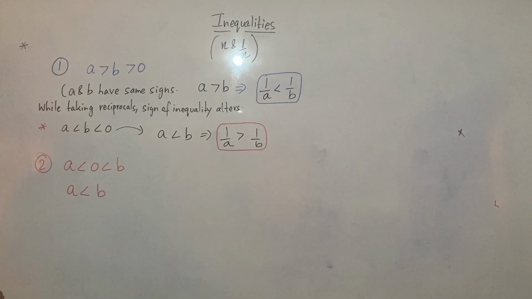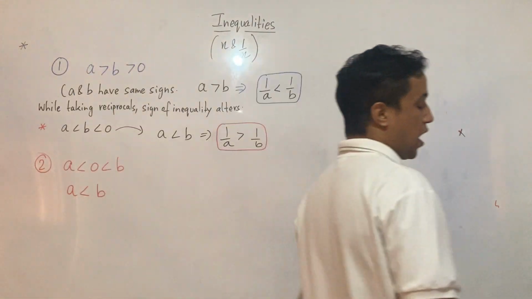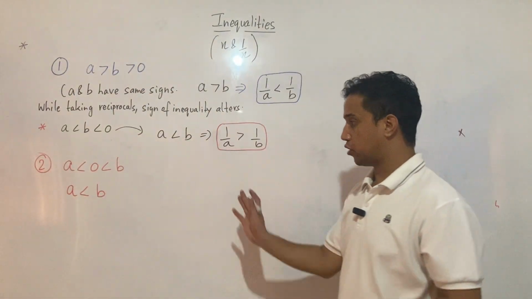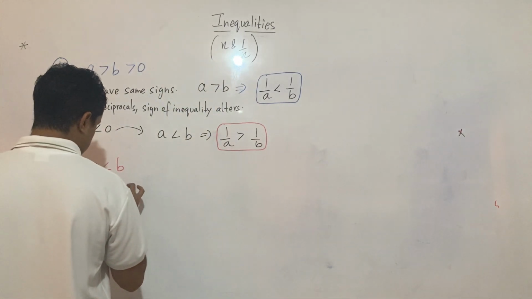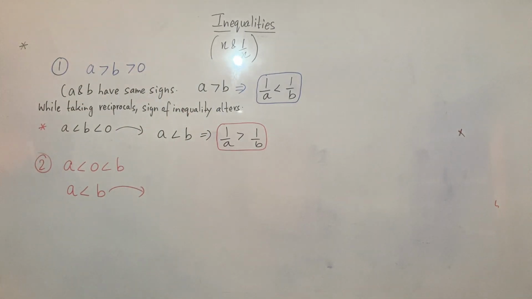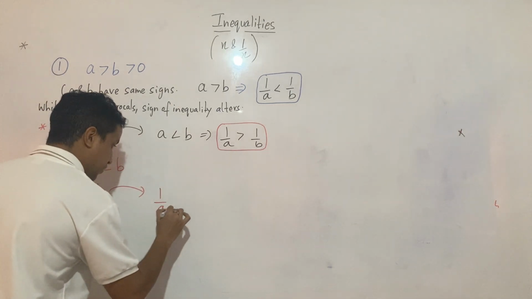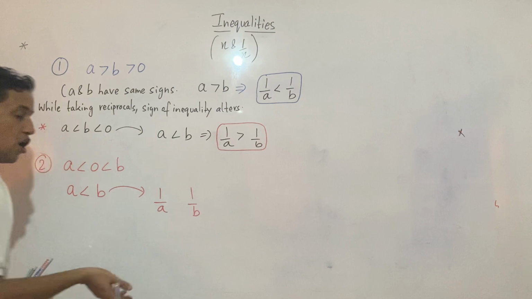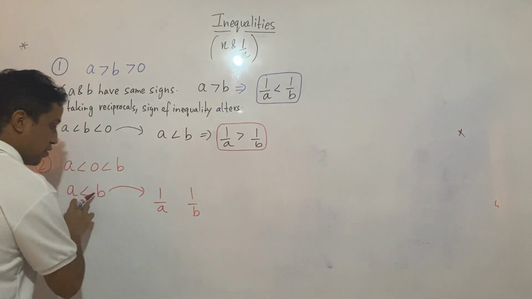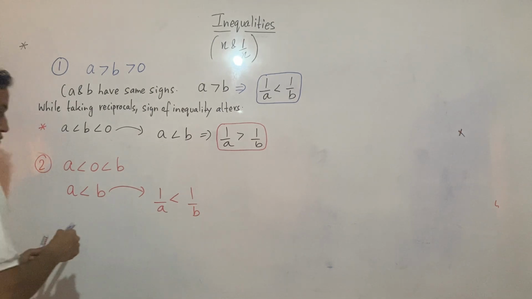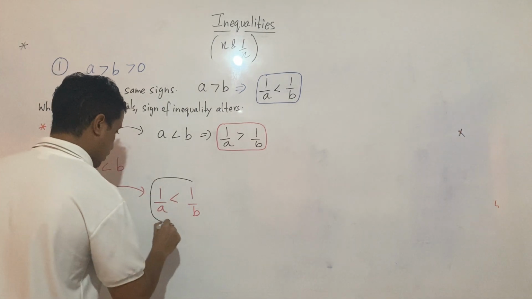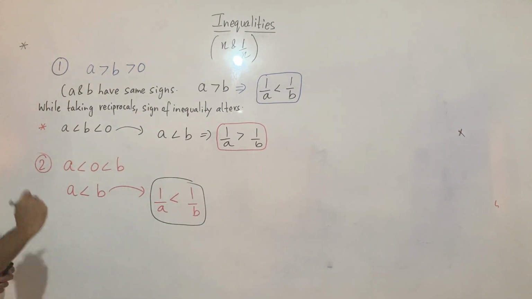They have opposite signs. Okay, so when you have opposite signs on both sides of inequality, then what would happen? Then on taking the reciprocals, the sign will remain the same. Here less than, so here less than too. Okay, important result. Okay, basics but important.